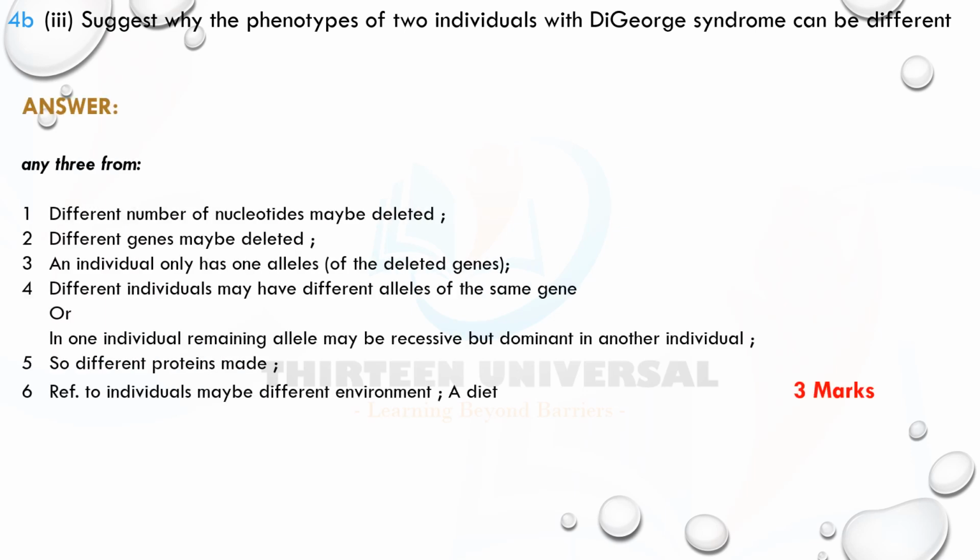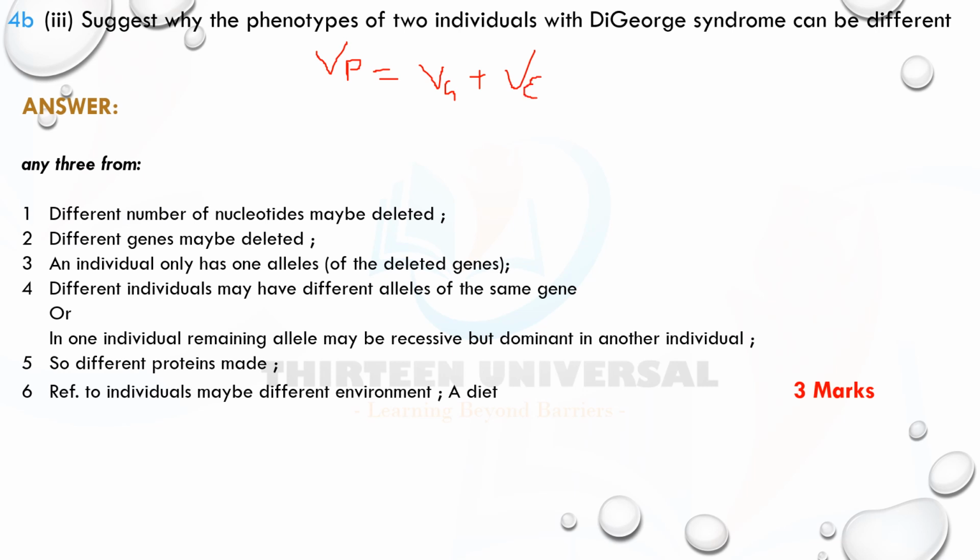Suggest why the phenotypes of two individuals with the George syndrome can be different. Oh boy, I mistakenly clicked the answer. All right, don't worry. So suggest why. Let me explain it. Now, why will it be different? Of course, you've seen what the mark scheme says, but why? Remember that phenotype here. Anytime they ask you why phenotype is different, remember this formula: variation in phenotype is equal to variation in genotype, plus variation in environmental factors, that's VE.